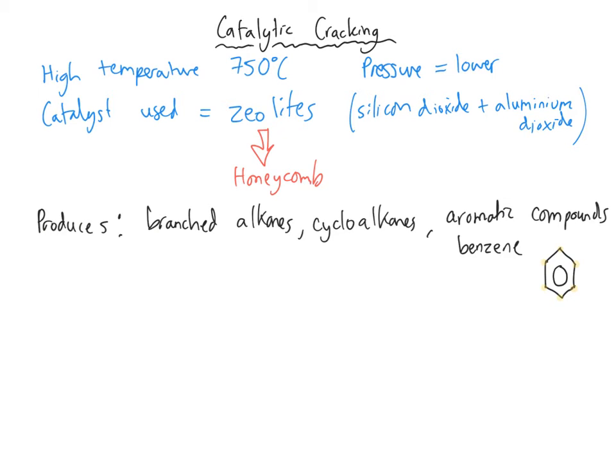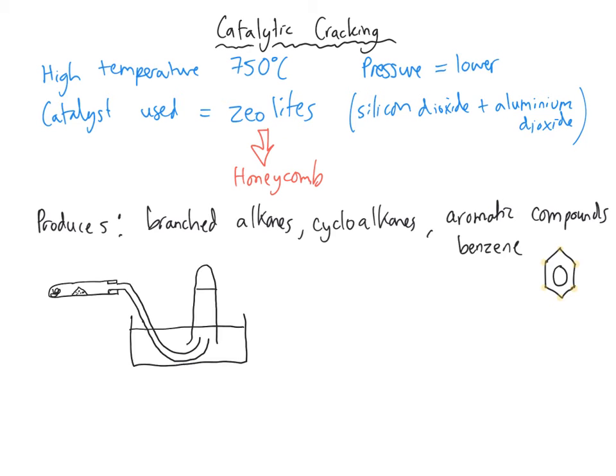Now, you can do catalytic cracking in a lab, and you might have seen an experiment like this. And in this experiment, you have a small amount of something like paraffin, which is a mixture of alkanes in the region between 10 and 20. And you have your catalyst, which is your aluminium oxide, which is kind of like the zeolite catalyst, only a little bit simpler.